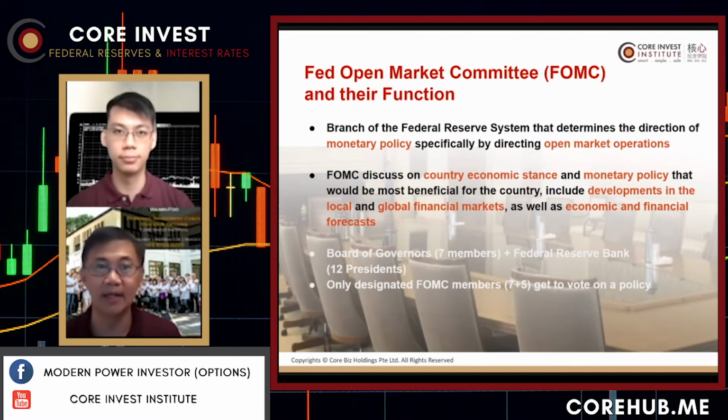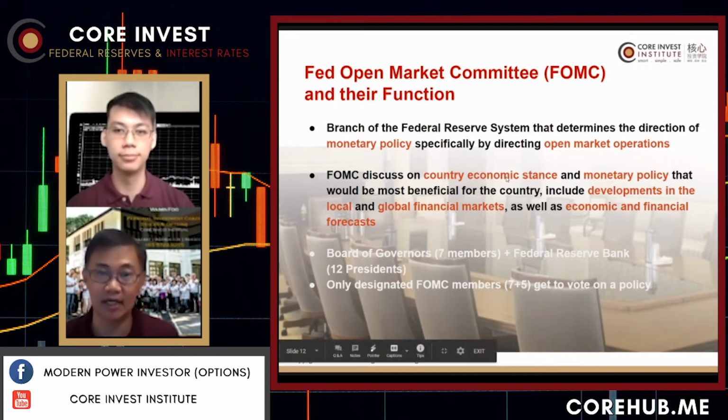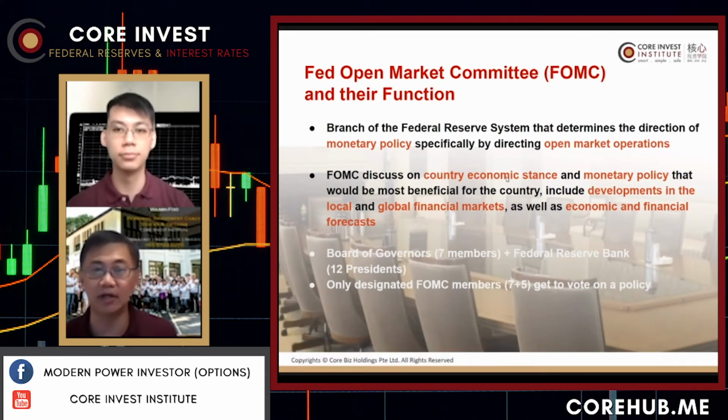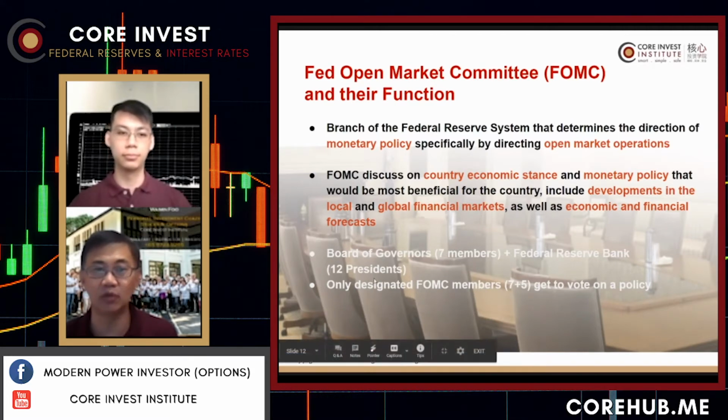And what do they discuss? The country's economic stance, the policies, the development of local and global financial markets, economic and financial forecasts. So it is run by 12 presidents over here, and the discussion goes around with the Federal Reserve Bank and also the Board of Governors. But there are only designated FOMC members who can do the voting of a policy.